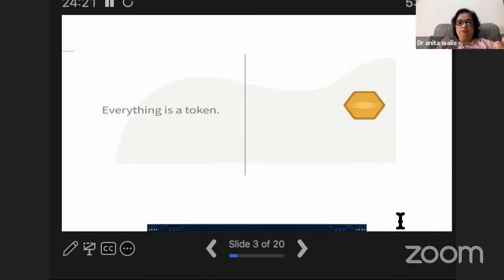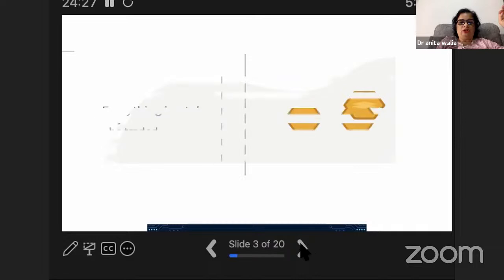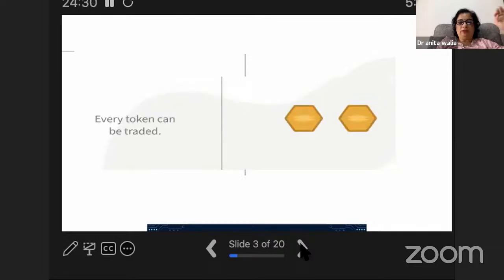Okay. So each transaction and token has a potential value. Okay. And everything can be traded. Everything. Creating these tokens, actually, there's a lot of talk in the media.